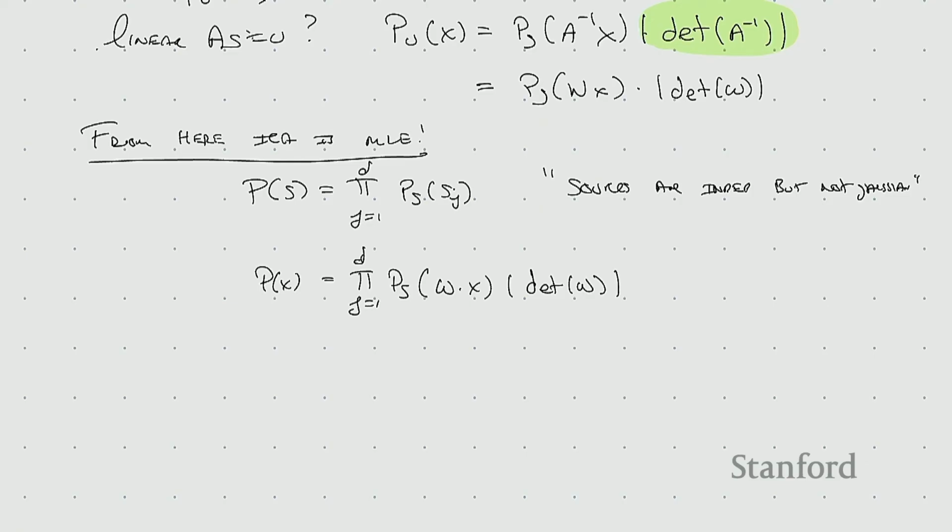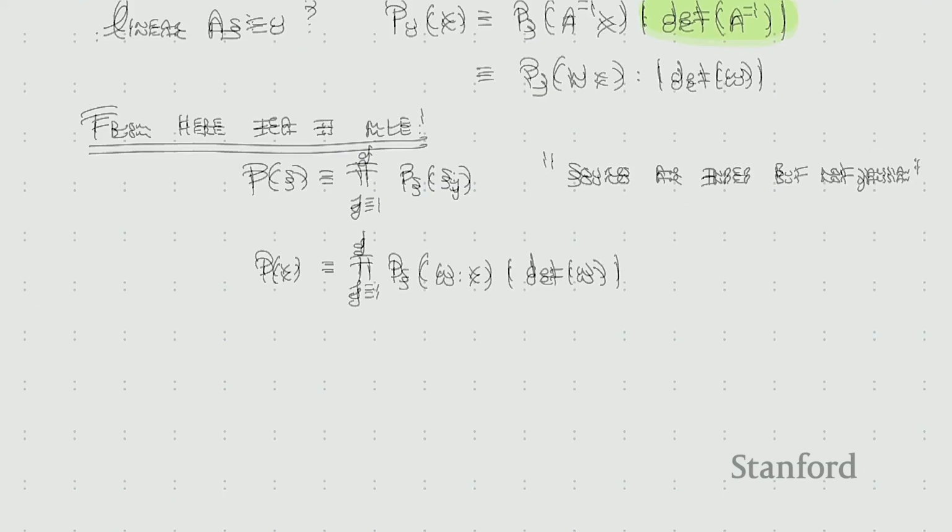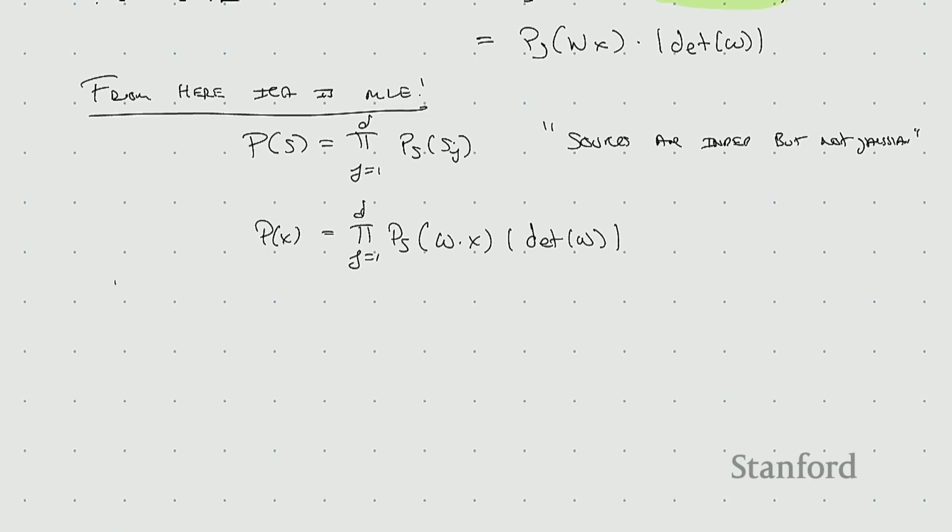But now this is something that we can compute. This is written in terms of x and our matrix A, and we can just do gradient descent on it. Okay? So how does that work? Here's the key technical bit.